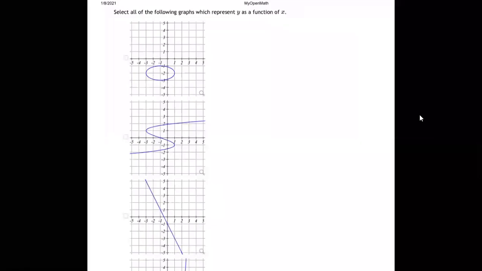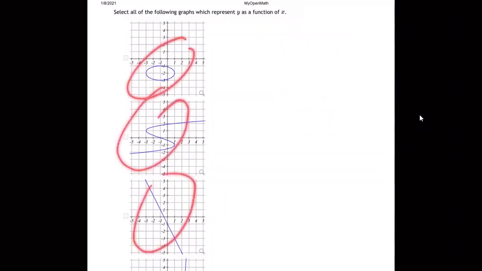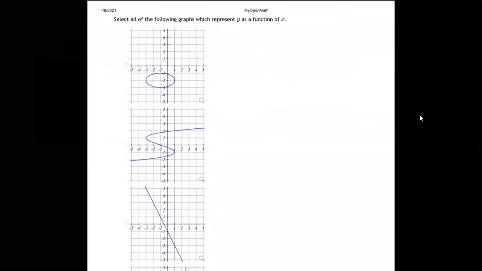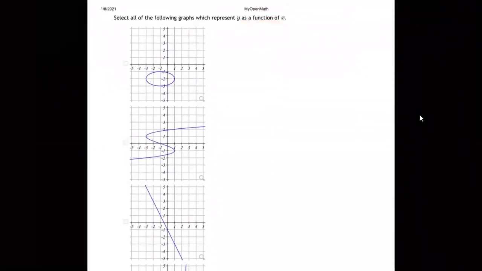Here we go. So here's the question. They're asking us to select all of the following graphs which represent y as a function of x. Now, what are they talking about? How do you look at a graph? We're looking at graphs here. And there's more below that. How do you look at a graph and decide if y is a function?